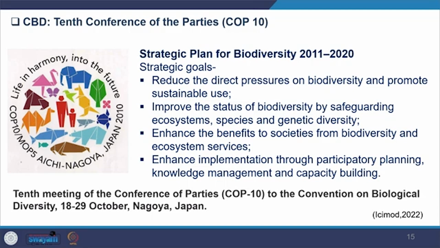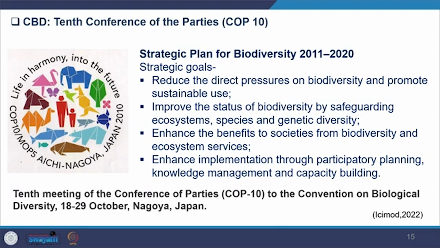Further, the idea was to reduce the direct pressure on biodiversity, and promote sustainable use of all the resources which are there. The idea was also to improve the status of biodiversity by safeguarding ecosystems, especially looking at species and genetic diversity, so that there is not only protection or reduction but also improvement of that scenario. And then enhance the benefits to society.